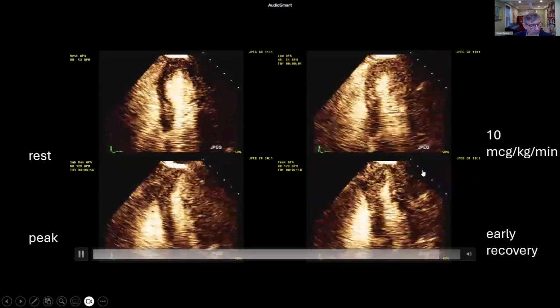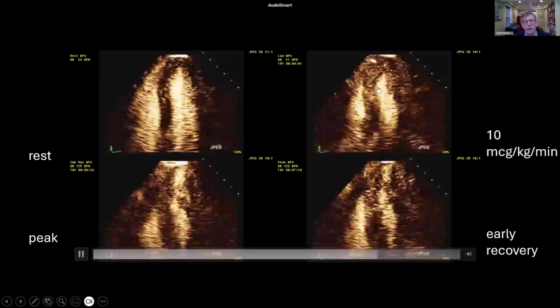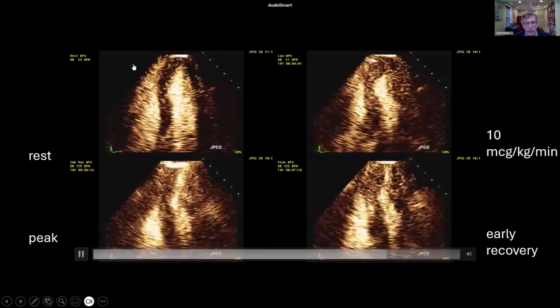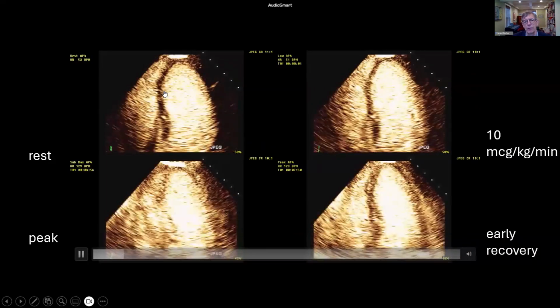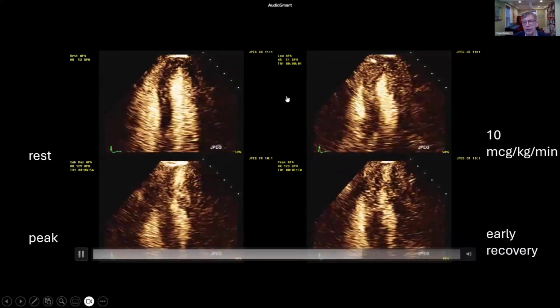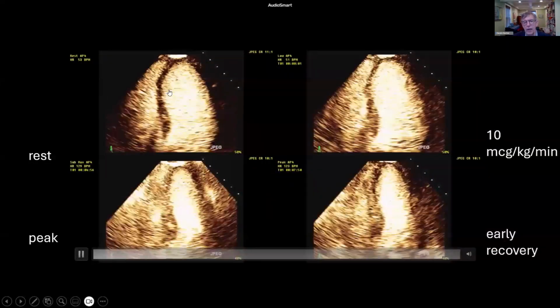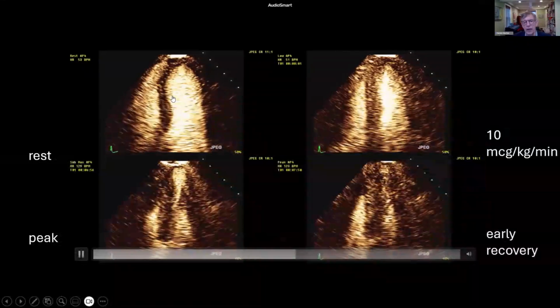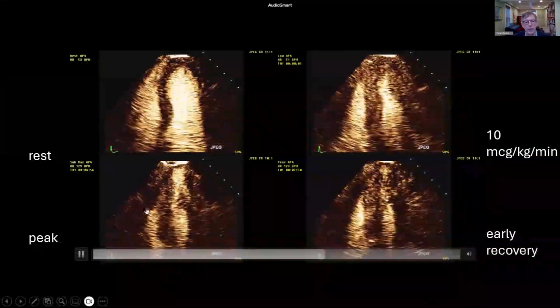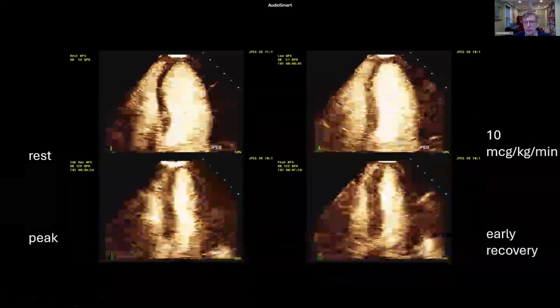Now, let's go to some abnormal cases. What I will show you now is a series of recordings and readings to demonstrate how important it is to see the borders. We have this typical quad screen, which we use in our lab, and many others use it to do the assessment. Here we have rest and low dose, and on the bottom we have peak and early recovery.